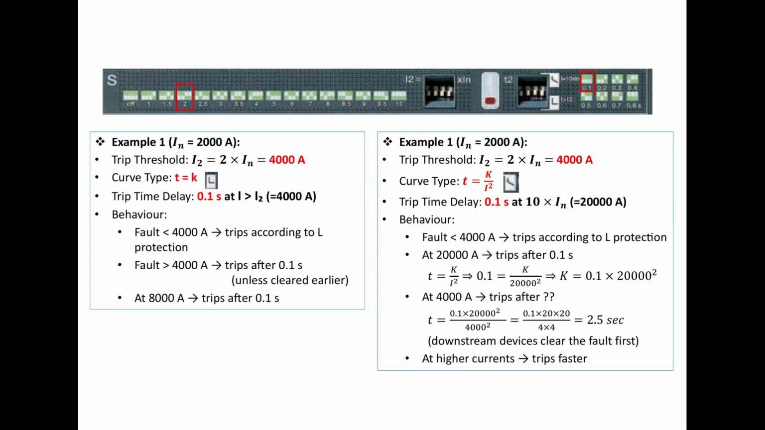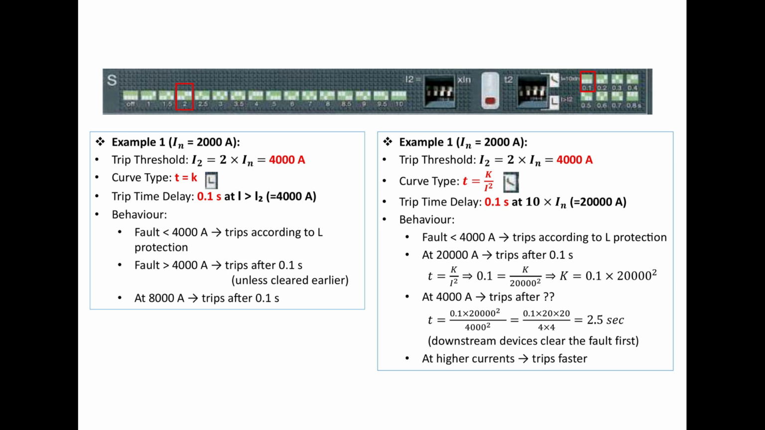Now coming to the short time examples. This section provides two examples for the short time function with an In of 2000 ampere. In the first example, with a definite time curve, if the trip threshold is set to I2 equal to 4000 ampere and the trip time delay is 0.1 seconds, any fault current above 4000 ampere will cause a trip after 0.1 seconds.